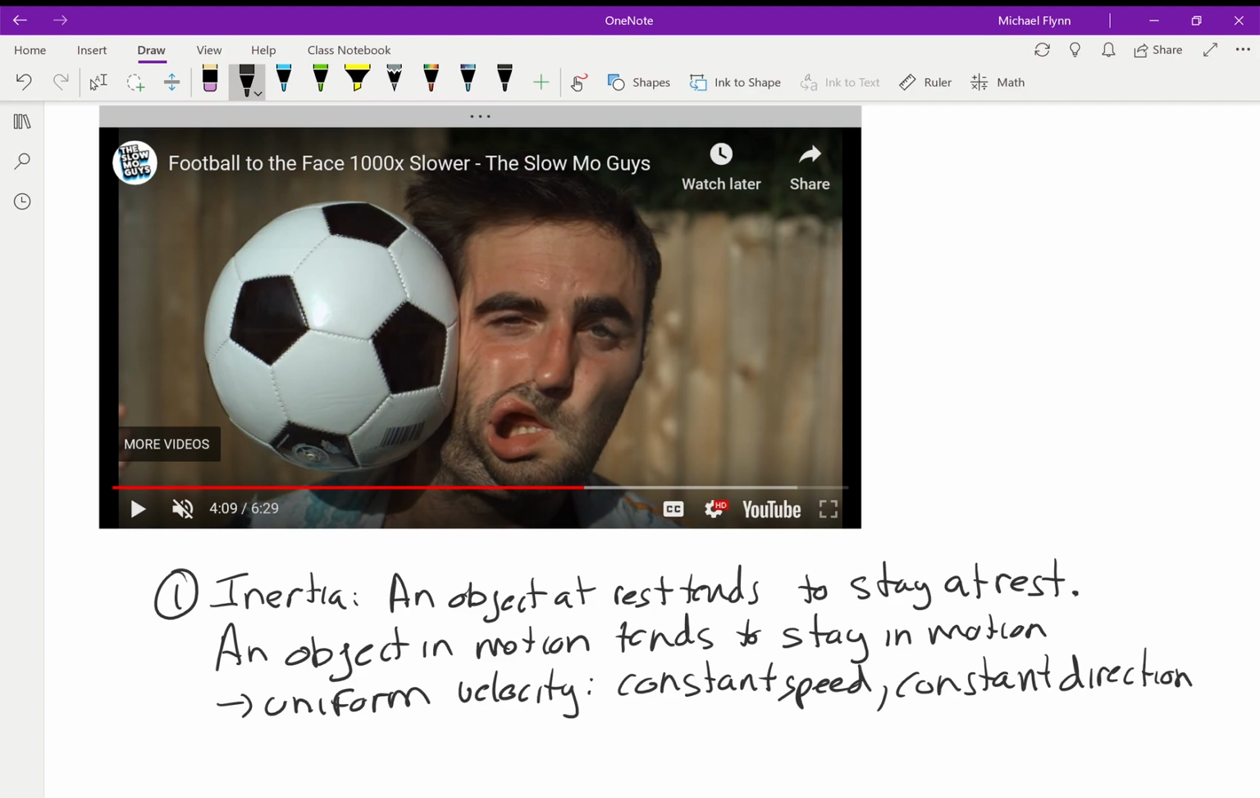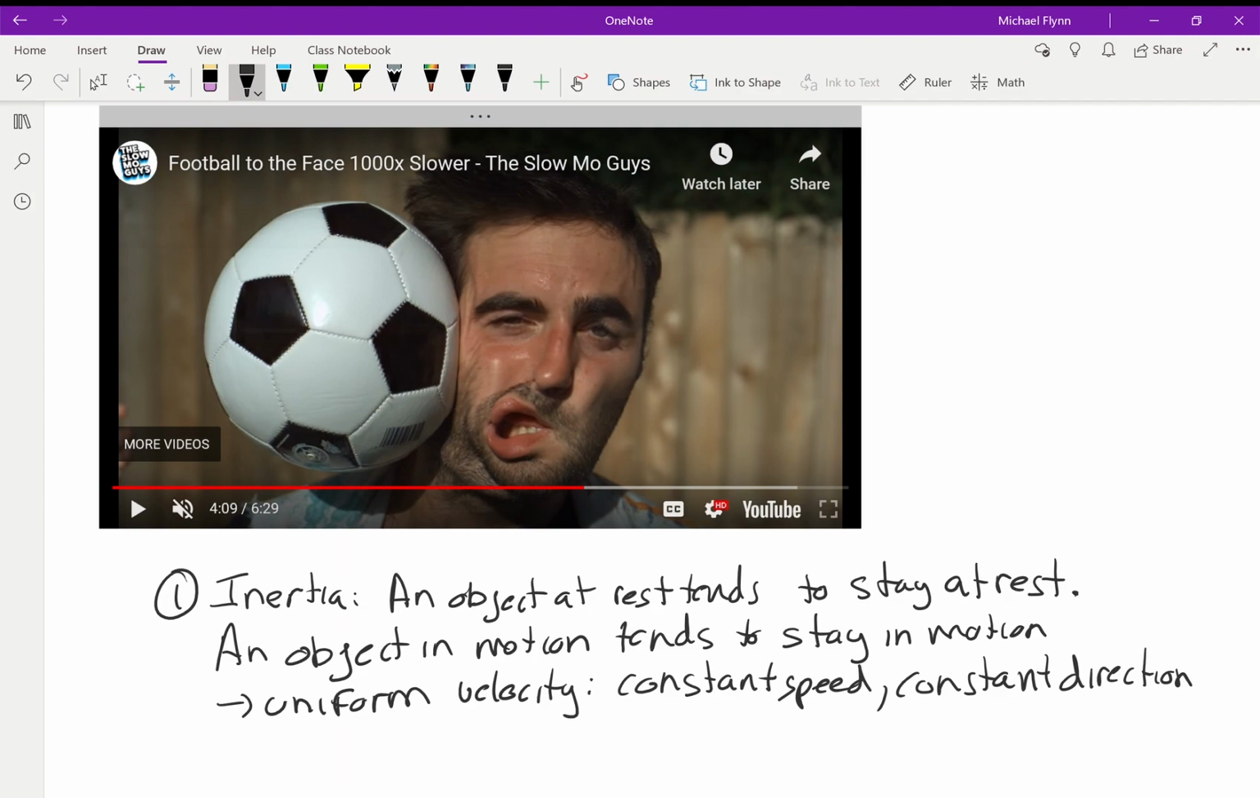Now, it doesn't mean that objects have to do that. I mean, this is only the first law. There are other laws, and the other laws will explain what happens when objects don't do this. But that's what objects naturally tend to do. They tend to stay at rest. Like, for example, an object sitting at rest on the table, that makes sense to you probably. It's not just going to start moving all for nothing.